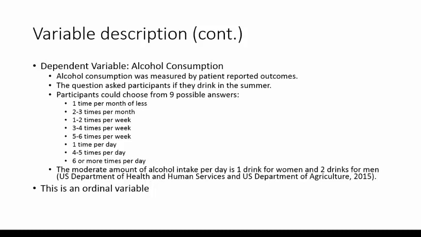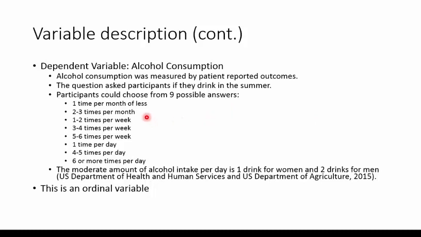they are really, there's no equal interval in between 1 time per month, 2 to 3 times per month, 1 to 2 times per week. They're not equal intervals in between these selections. So it's not interval data, but it's ordinal data. So there is some order to them, starting with the least amount of drinks that you can have.